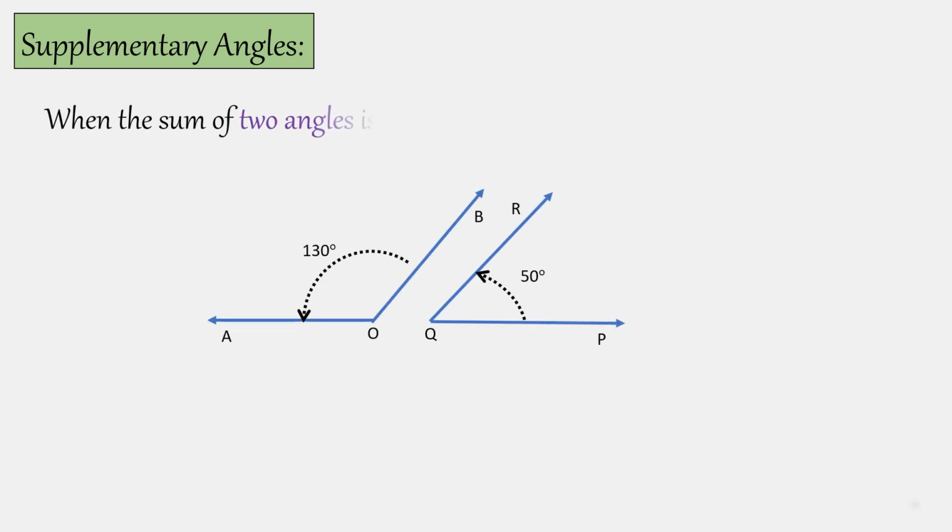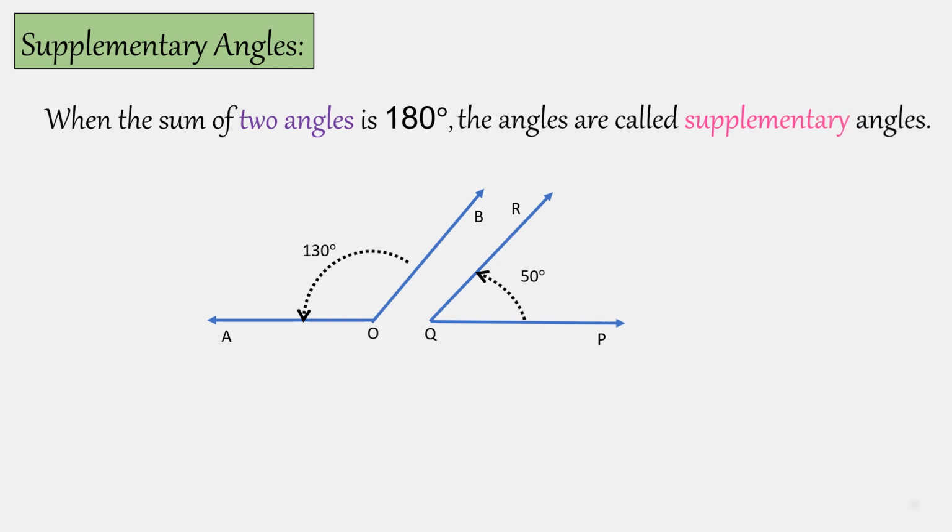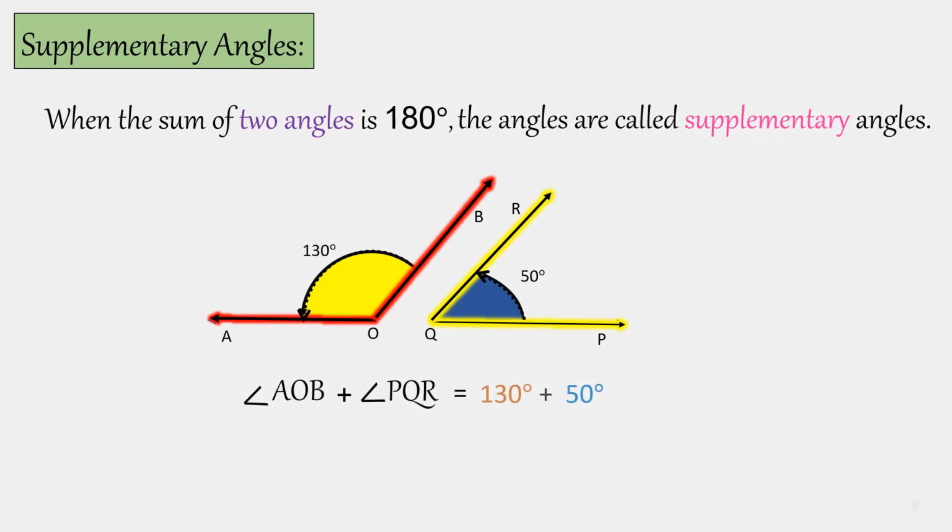Supplementary angles. When the sum of two angles is equal to 180 degrees, then the angles are called supplementary angles. Here, angle AOB and angle PQR are supplementary angles because the sum of these two angles is 180 degrees.